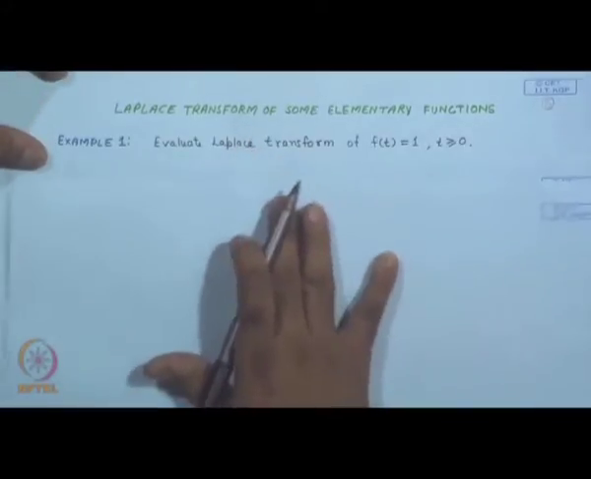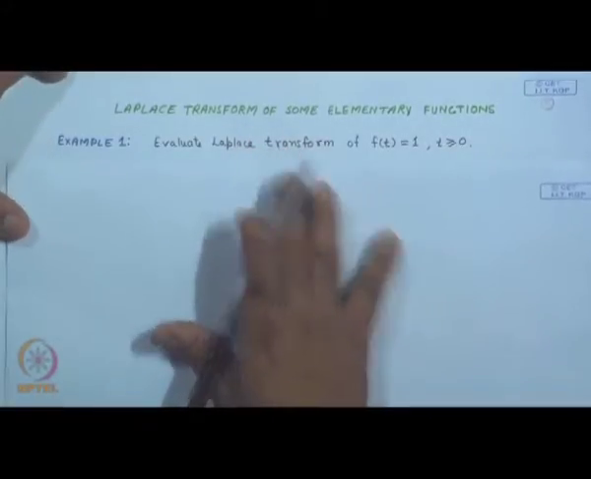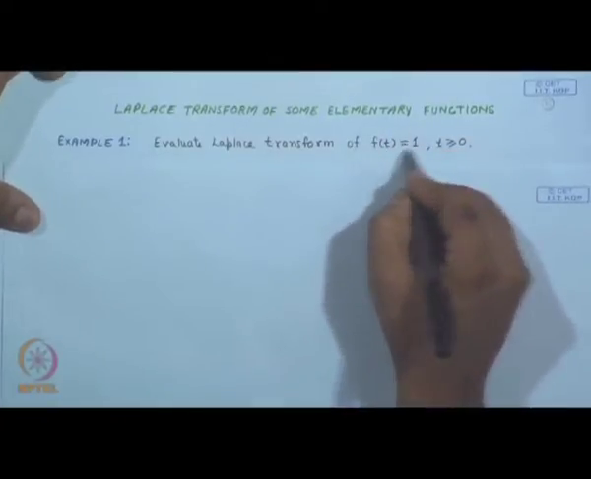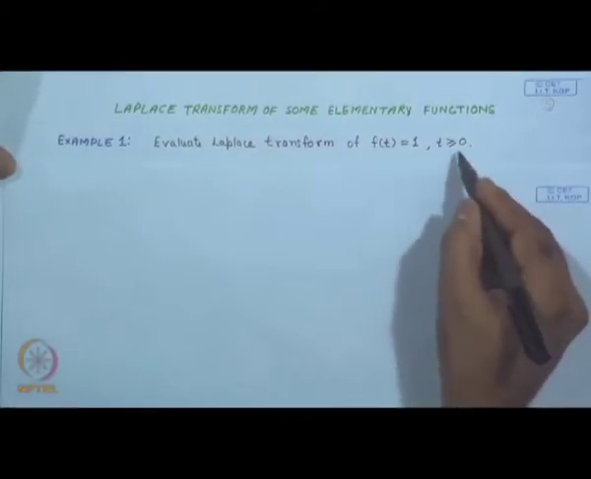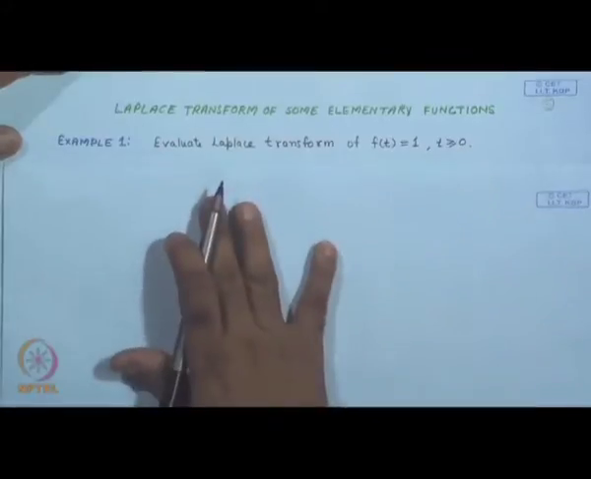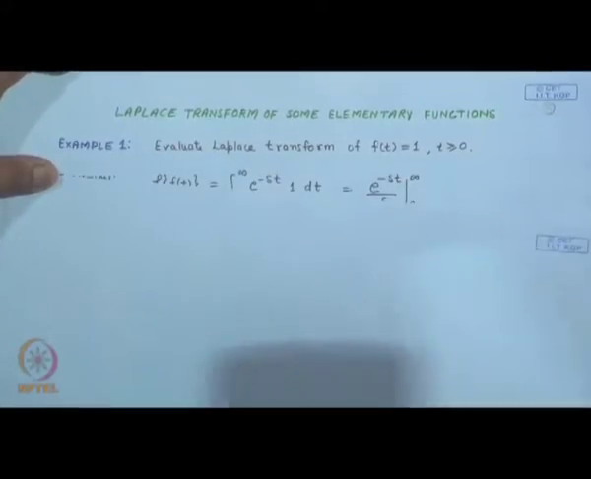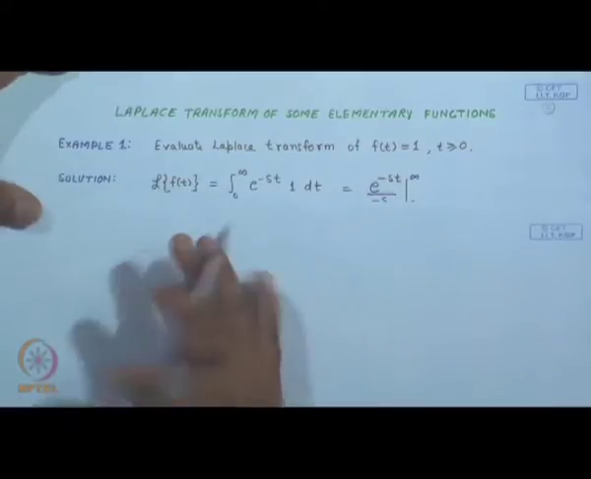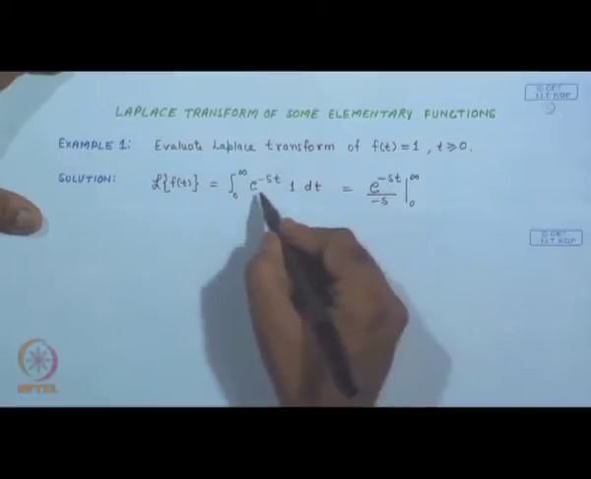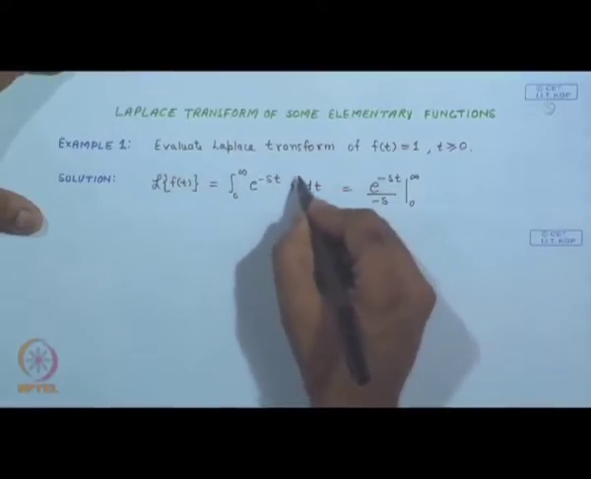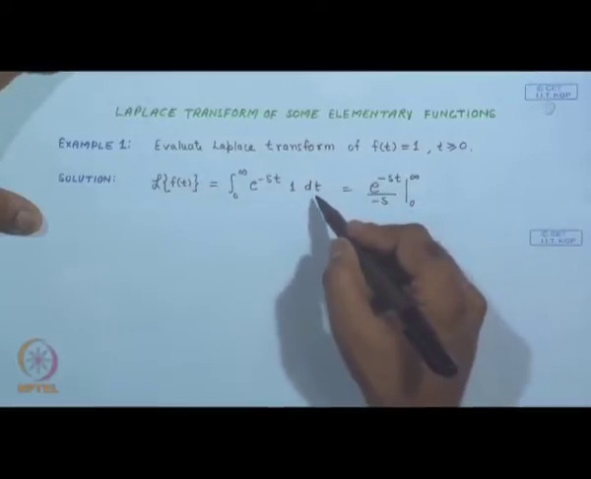Okay, so now we go to the Laplace transform of some elementary functions. We take the first example, and that is a simple function. It is a function f(t) equal to 1, a constant function, for t greater than or equal to 0. So, in this case, the Laplace transform of f(t), as per the definition, is the integral from 0 to infinity of e^(-st) times the function, that is 1 in our case, dt.